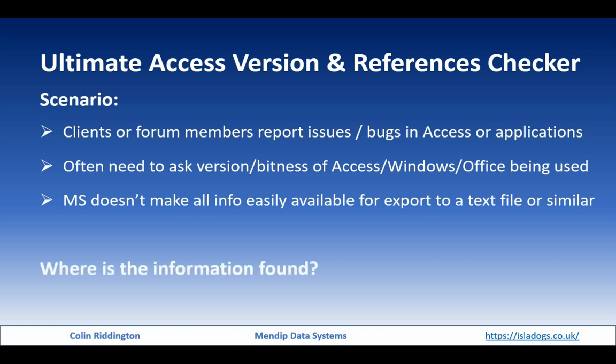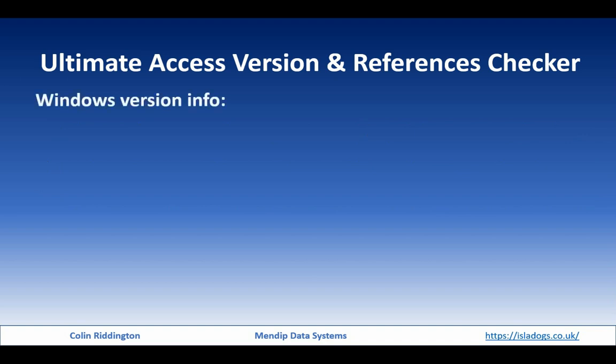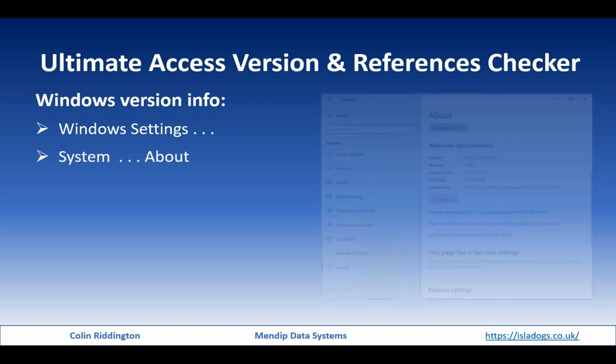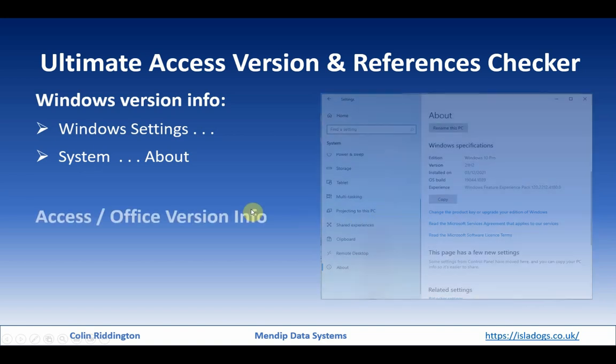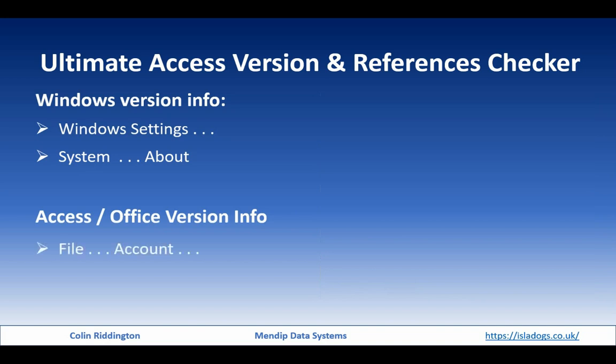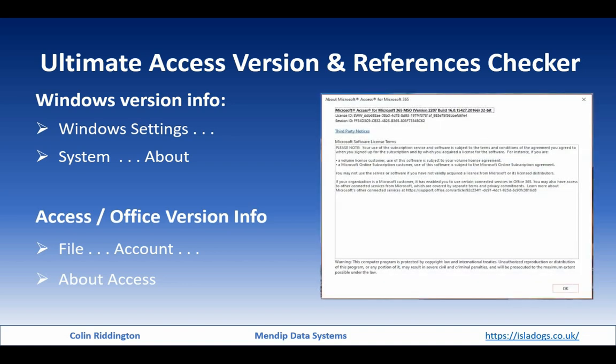So where is the information actually found? Well, there's two things. First of all, Windows version information is in Windows Settings. You go from there to System, About, and you will see this screen. And at least with this screen, there is a copy button on there so that you can copy that and paste that into another application. For Access, it's more difficult. You go to File, Account, and then About Access, and you'll see a screen like this with tiny writing at the top, no copy button, and while it is physically possible to highlight that and copy it and paste it into another device, for people who actually are suffering problems, that's not the sort of thing they're going to want to do.